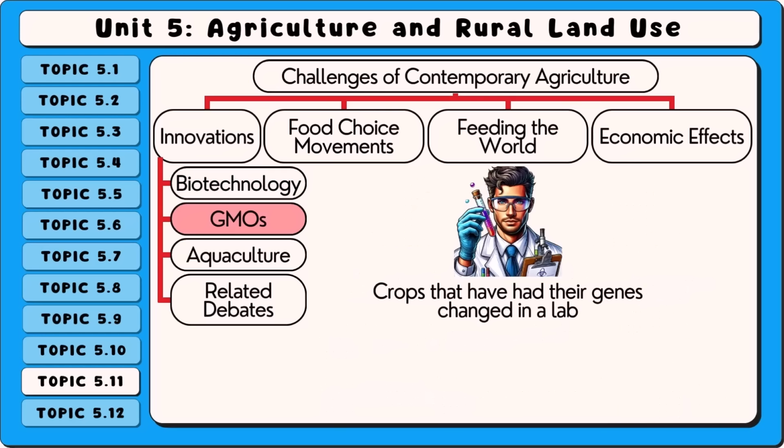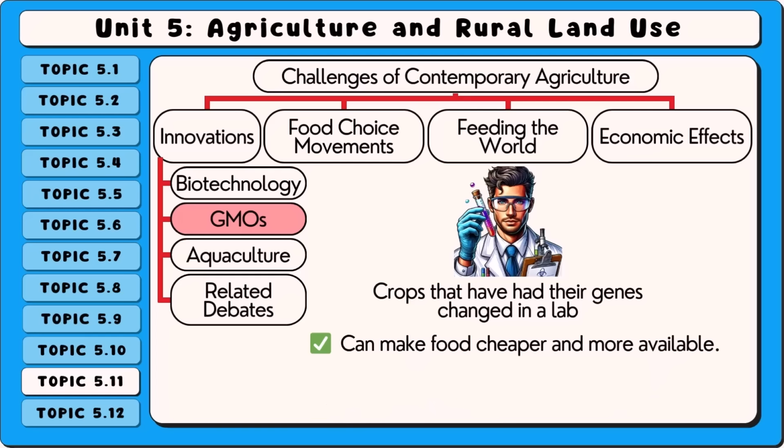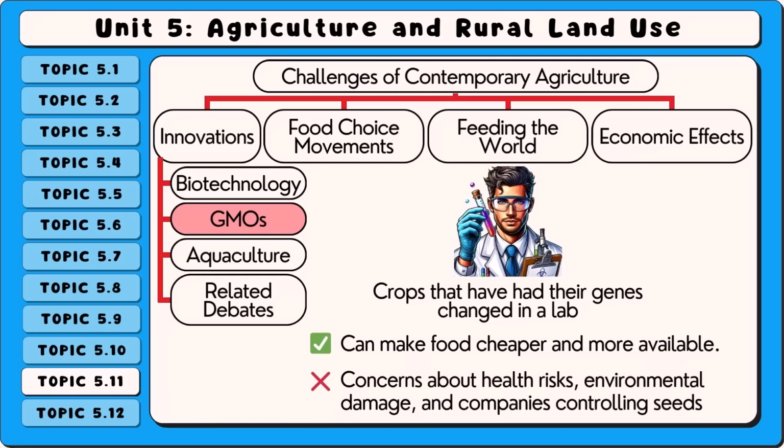Next is genetically modified organisms, or GMOs. These are crops that have had their genes changed in a lab to do things like survive cold weather or resist insects. This can make food cheaper and more available. But many people worry about health risks, environmental damage, and companies controlling seeds.